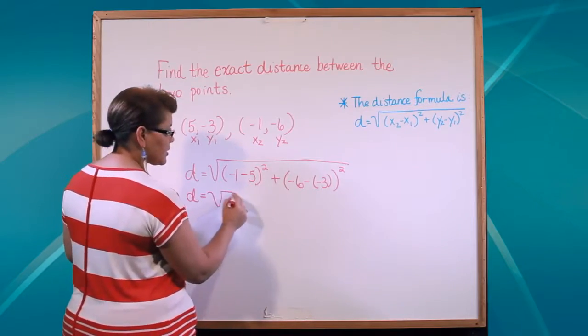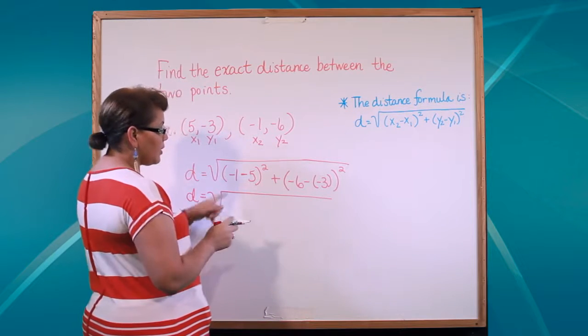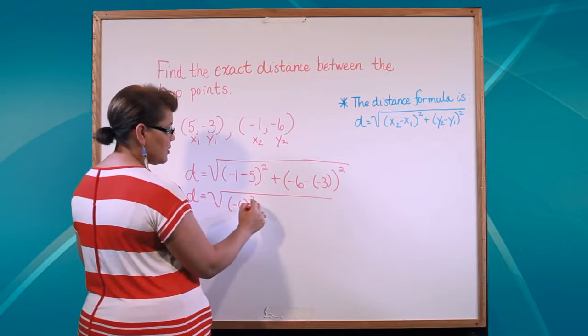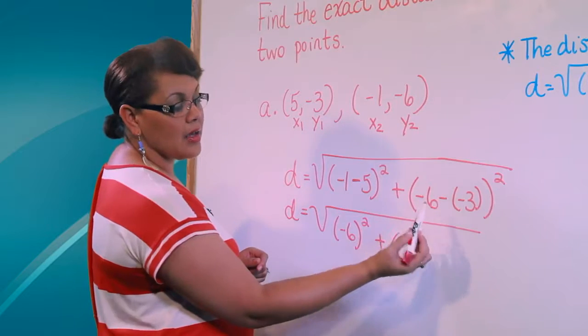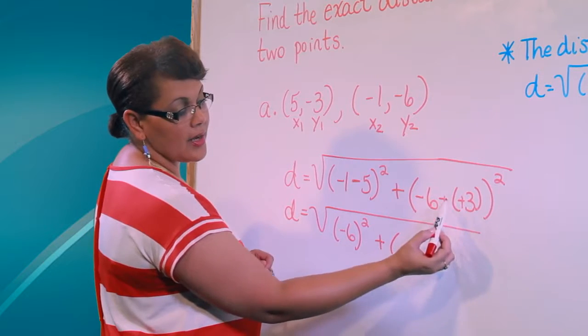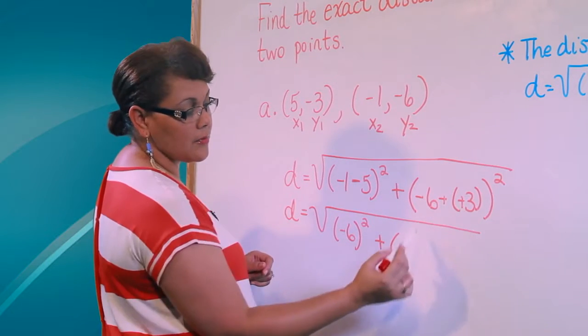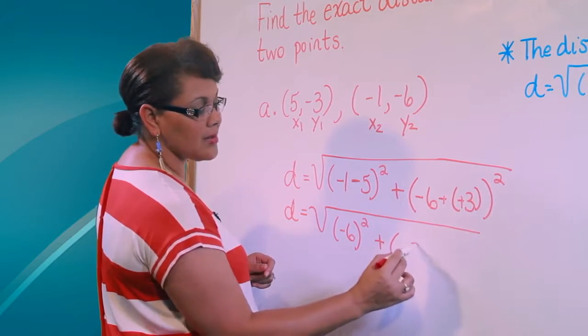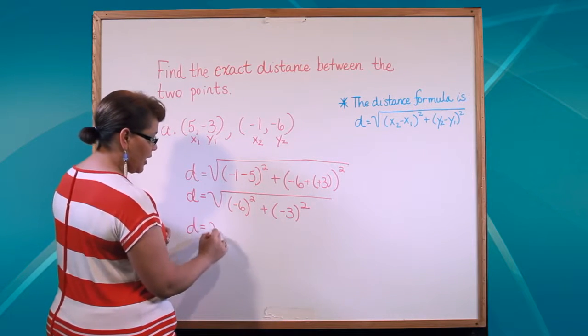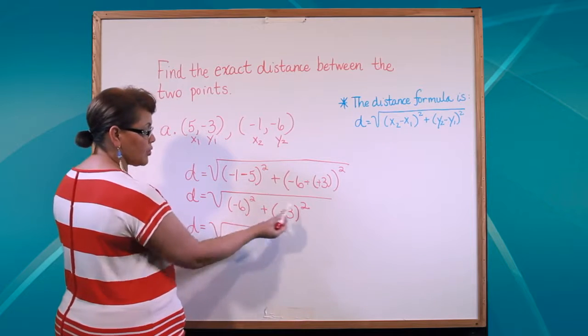So the next step, let's clean this up a bit and simplify. -1 minus 5 is -6, and -6 minus -3, a negative times a negative becomes a positive, so -6 plus 3 is -3, squared. Now we will evaluate the two numbers that have exponents.